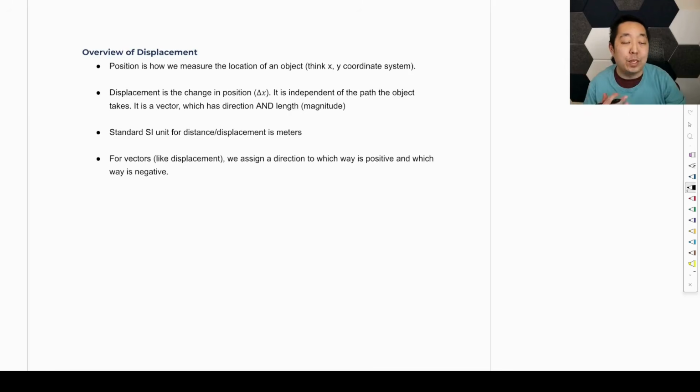So when we're starting to build out this mathematical framework on how we describe motion, we always want to start with the basic things. Is the position. Where is an object located?